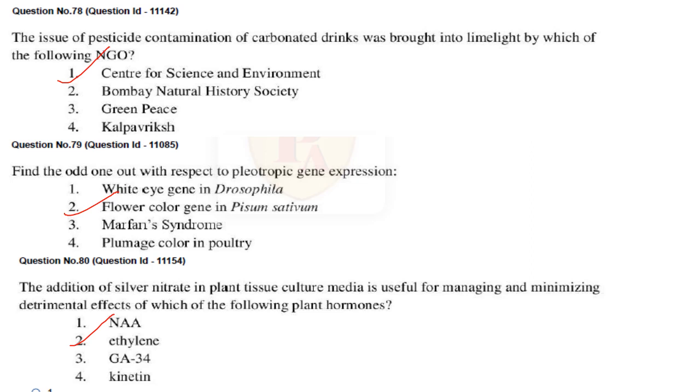Answer is option 2. Then the addition of silver nitrate in plant tissue culture media is useful for managing and minimizing detrimental effects of which of the following plant hormones? So silver nitrate inhibits the action of ethylene. So answer is option 2.